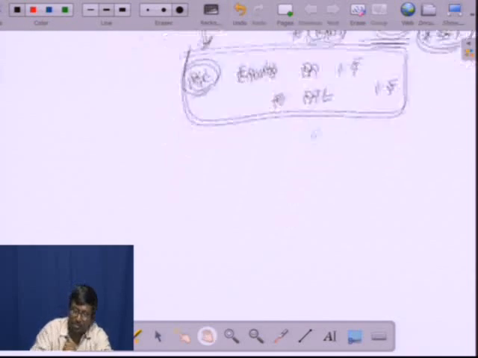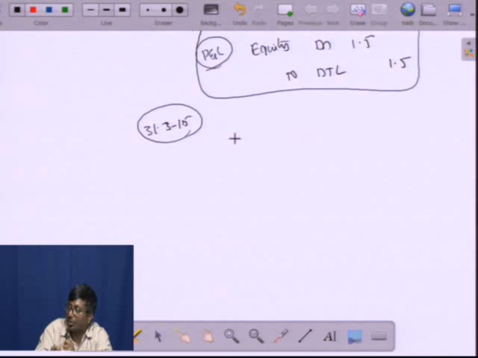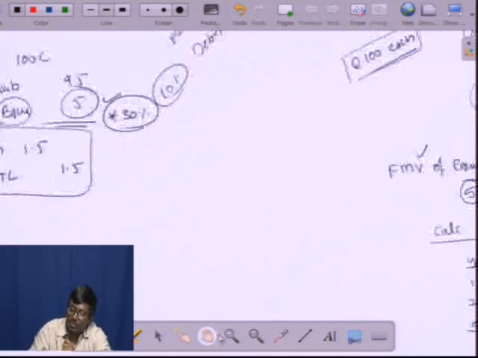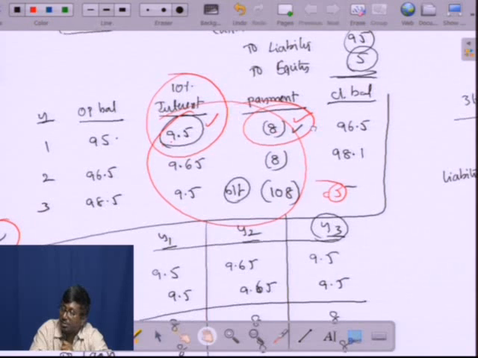Correct? On 31st March 2015, assume 31st March 2015, what entry do you record, my dear? DTL account debit to equity, again P&L only. What else? Deferred tax income. How much will be there? The difference is 1.5, into 30%. How much is getting reversed in the first year? Out of 5 rupees, 1.5 is getting reversed in the first year.